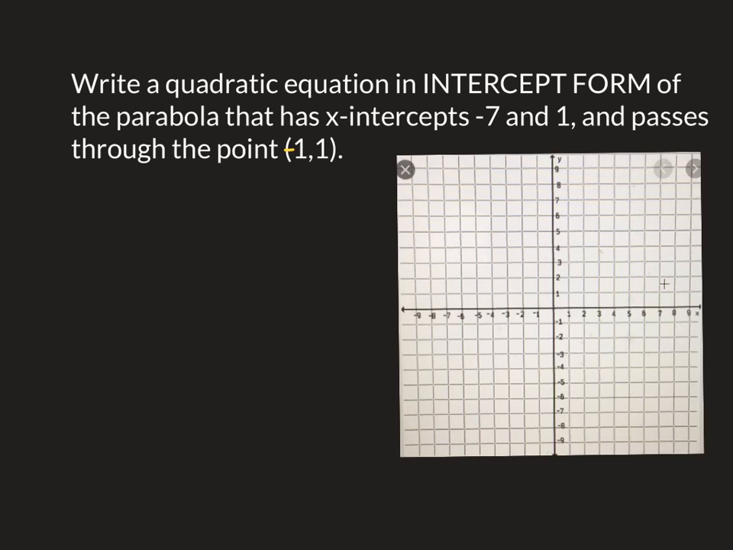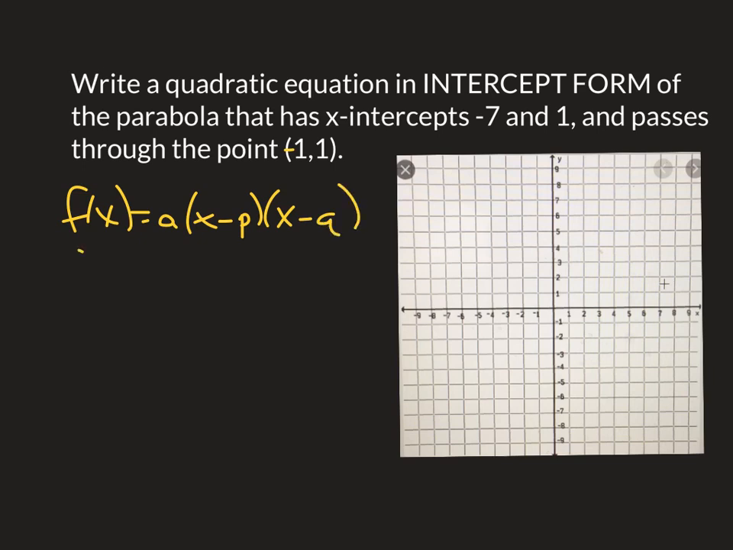Okay, so it's write a quadratic equation in intercept form this time of the parabola that has x-intercepts negative 7 and 1, and it passes through the point (negative 1, 1). I had to write the negative in there; I kind of forgot to write it. So remember from yesterday, intercept form looks like this. It has f of x. The a is still in the front. It has x minus p and x minus q. Okay, those are the intercepts.